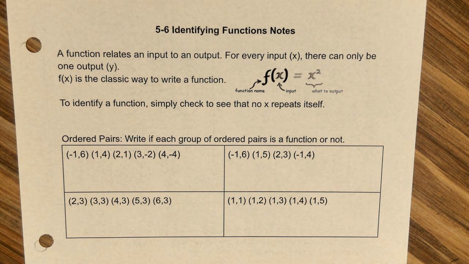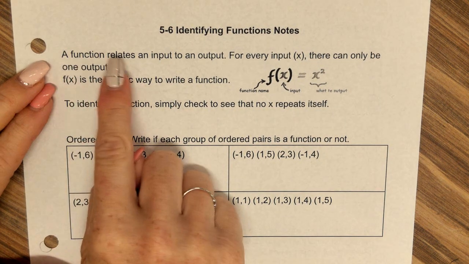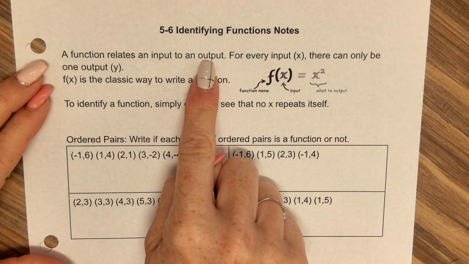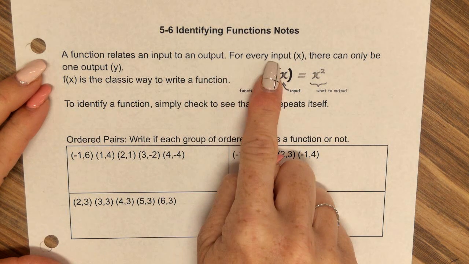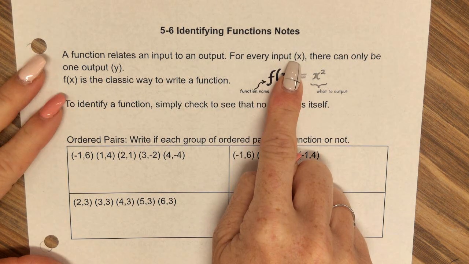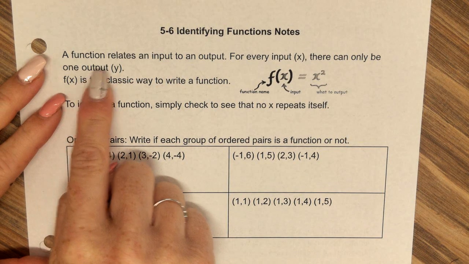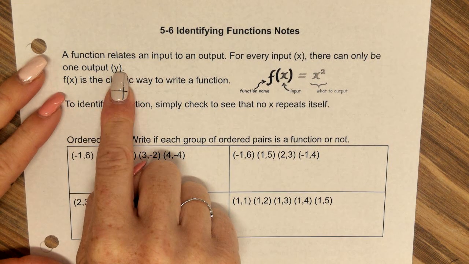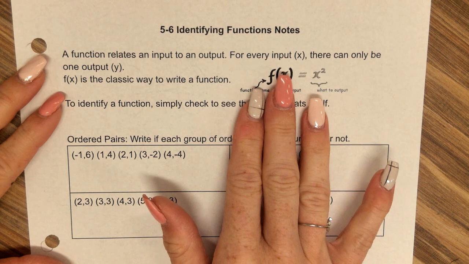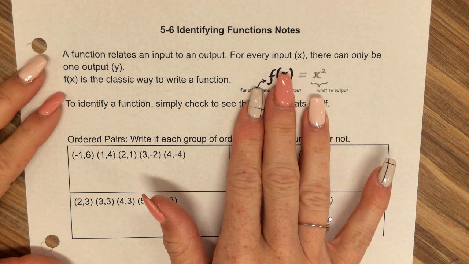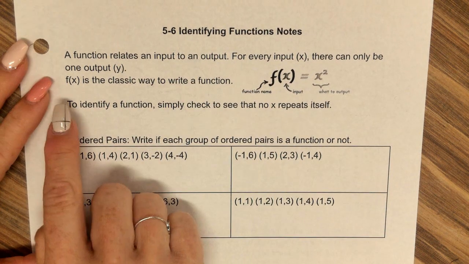So here's what a function is. A function relates an input to an output. For every input, which is your x, there can only be one output, which is your y. Now, I'm just going to introduce this to you so that you understand it when you get to algebra, but you don't need to know all this yet.